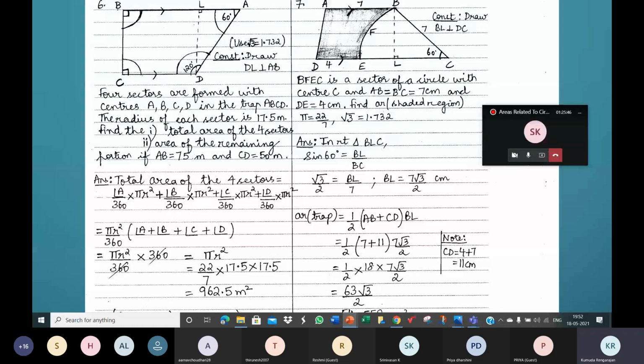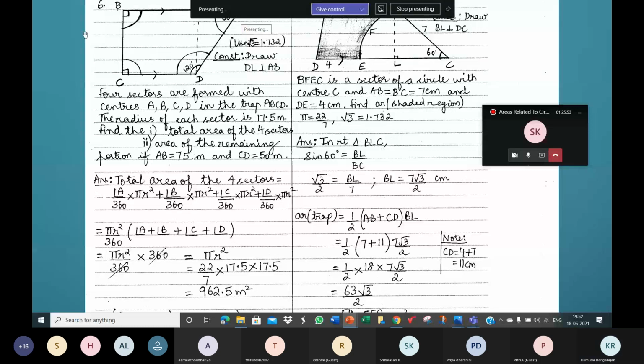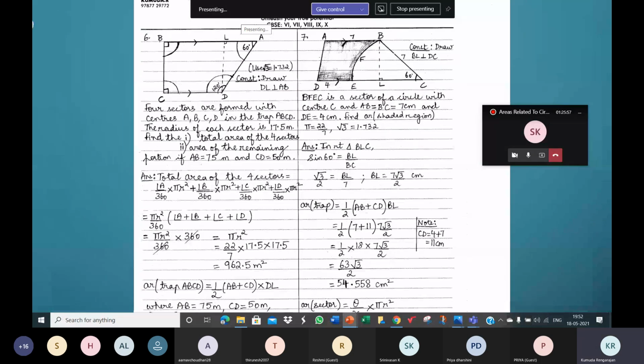All right, so what you see here is a trapezium ABCD. You can see angle B is 90 degrees, angle C is 90 degrees, angle A is 60 degrees is given, angle D is 120 degrees given.